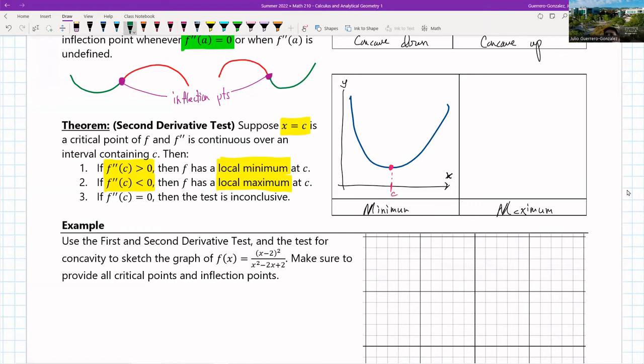Notice that the slopes before are negative, and the slopes after are positive. So that means the slopes of the tangent lines are increasing. Notice what I said: the slopes of the tangent lines are increasing. Therefore, the second derivative must be greater than 0. Let's go ahead and look at the other one.